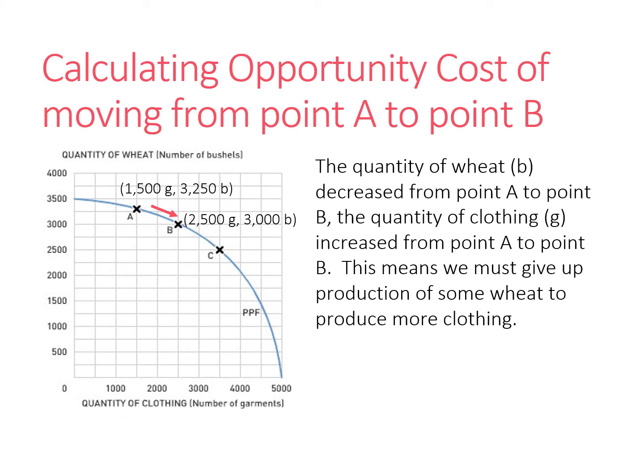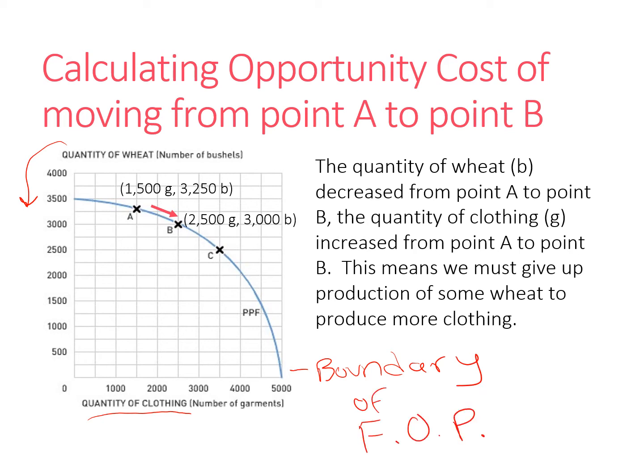So let's say we've got an economy that produces clothing down here on our x-axis and wheat over here on the y-axis, okay? Now, we can produce any combination that touches this production possibilities frontier. Think of that as like the boundary of our resources. I'm going to put FOP for resources, okay? Remember that FOP means factors of production. That's why we sometimes call this a production possibilities frontier. You know, the frontier means like the boundary or the edge.